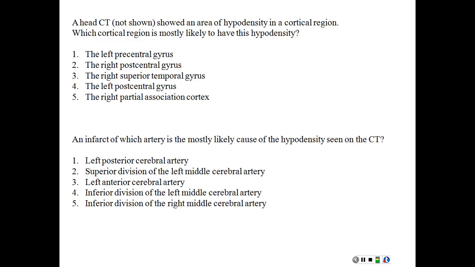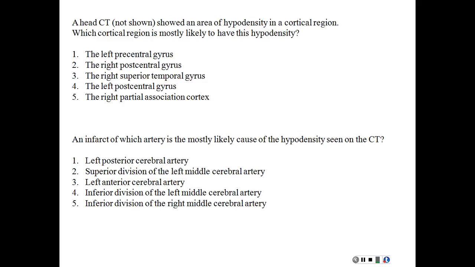An infarct of which artery is most likely to have caused this hypodensity? Now you have to think. We know about our homunculus. We've got our homunculus in mind. We know, what is the major artery on the cortex? It's that middle cerebral artery. There's a distinction between left and right again, so it better be the left middle cerebral artery.